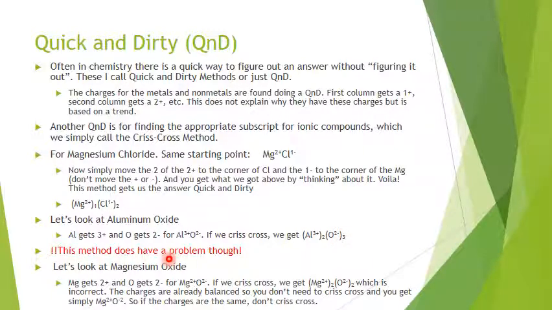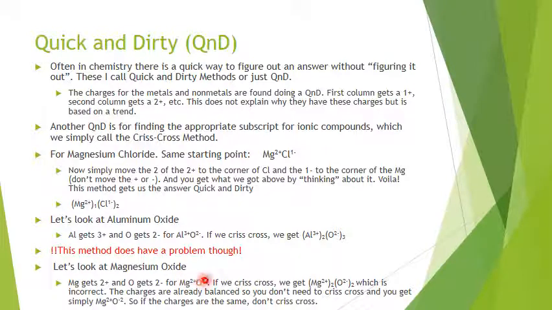Now this method does have a problem. It doesn't work all the time. So let's take a look at magnesium oxide. Magnesium is 2+, oxygen is 2-, so you get Mg2+ and O2- as your starting point. If you crisscross, you get a 2 and a 2, which is incorrect, because you want the lowest whole number ratio between them. So you'd have to divide both of these by 2, because 1 is lower than 2. If the charges are the same, you just leave it. So this answer is MgO.